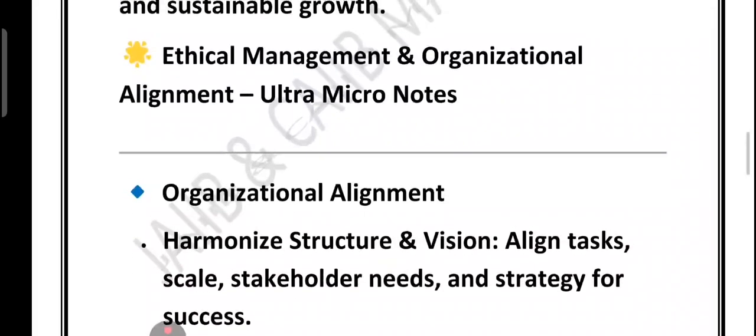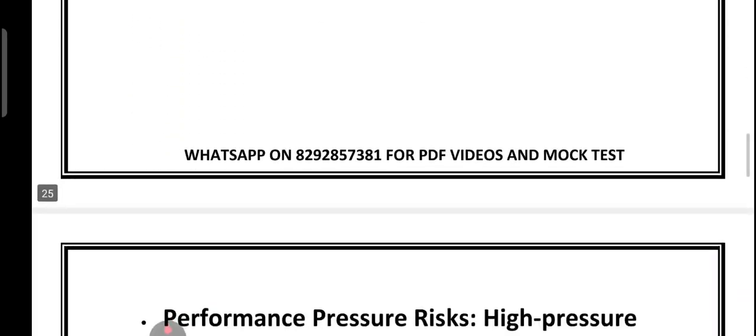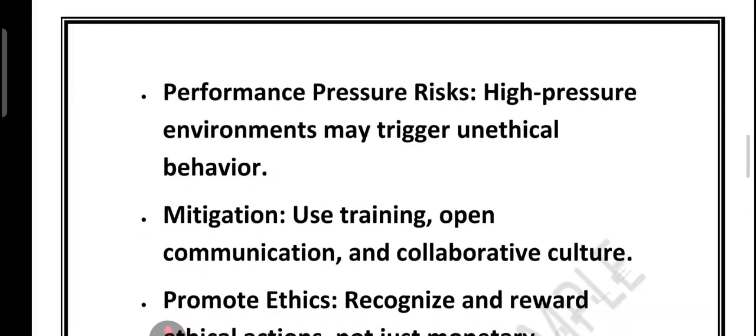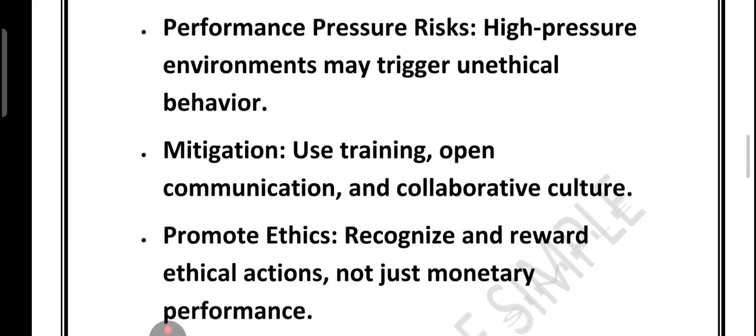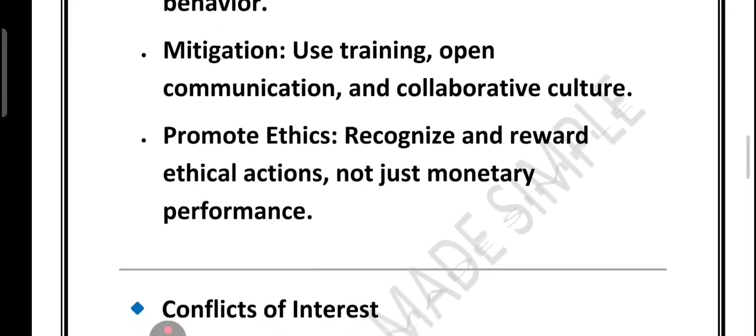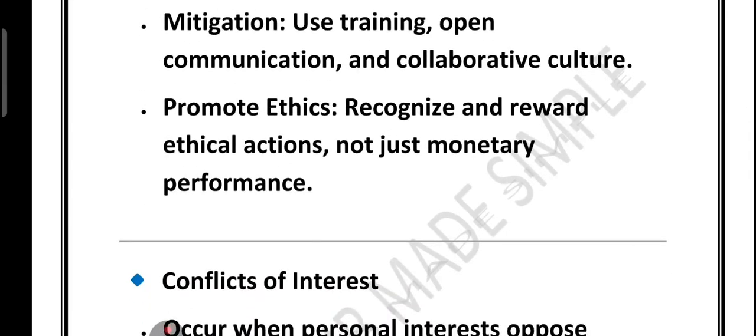Then we have ethical management and organizational alignment. Let's explore it, which is a key concept for building a trustworthy and high-integrity organization. If we start with organizational alignment, it is important to harmonize the company structure, tasks, strategy, and stakeholder needs to achieve overall success. But here is the catch: high performance pressure can sometimes push employees toward unethical behavior. So how to prevent it? Through training, open communication, and a collaborative culture, organizations can mitigate the risk.